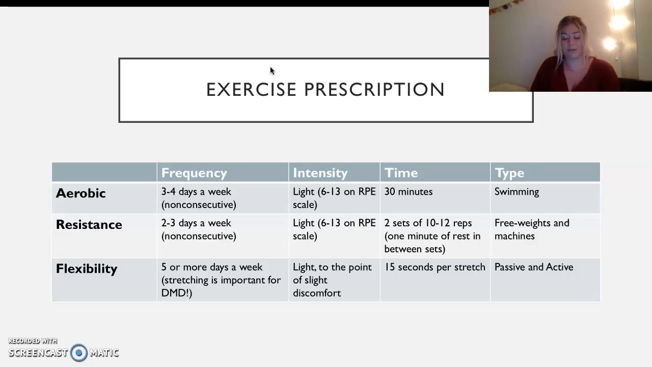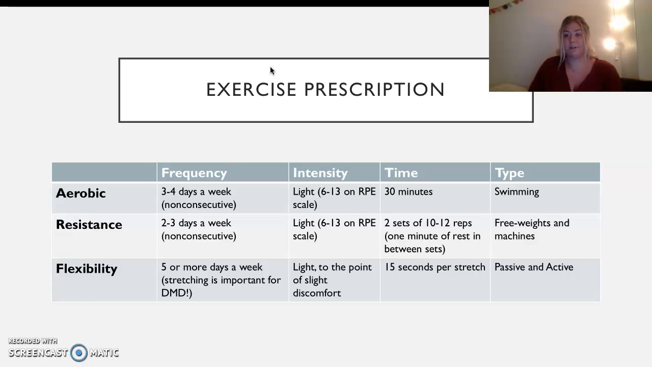And for resistance training, John should be doing this 2 to 3 days, again, hopefully non-consecutively. He'll be performing a light resistance training at about a 6 to 13 on the RPE scale, and he will do 2 sets of 10 to 12 reps per set. I recommend taking a minute rest between each set. He can also do a combination of free weights and machines, depending on what he's working that day, depending on what he's interested in.